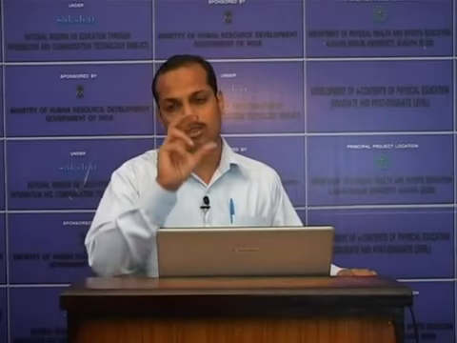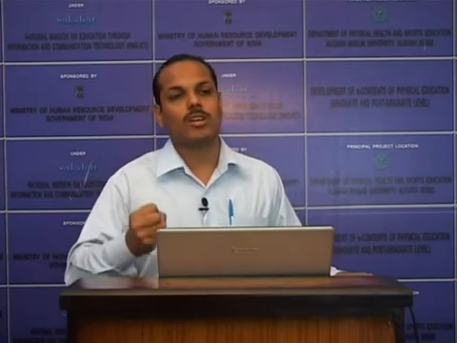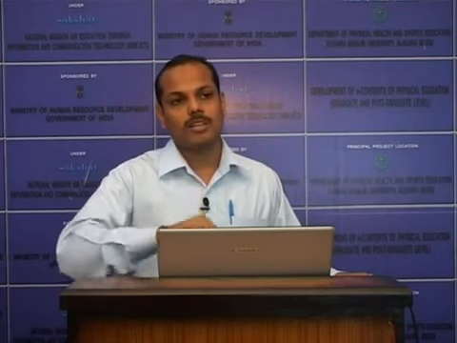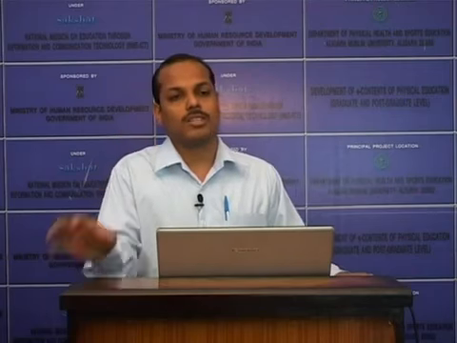The pulmonary circuit is the one where the deoxygenated blood goes to the lung, becomes oxygenated, and comes back to the heart. This is called the pulmonary circuit. Blood alternates between these pulmonary and systemic circuits.